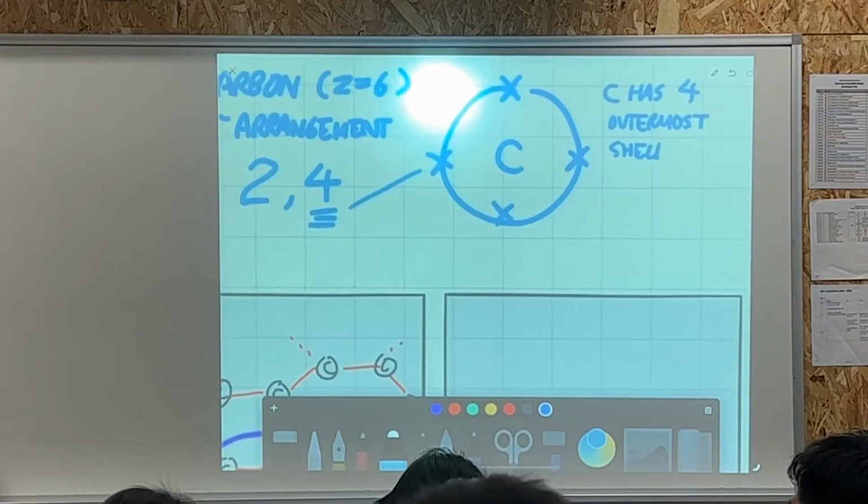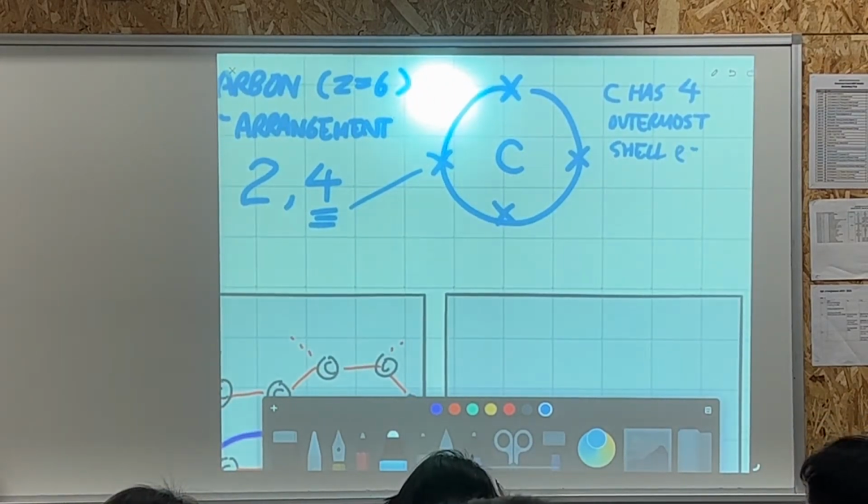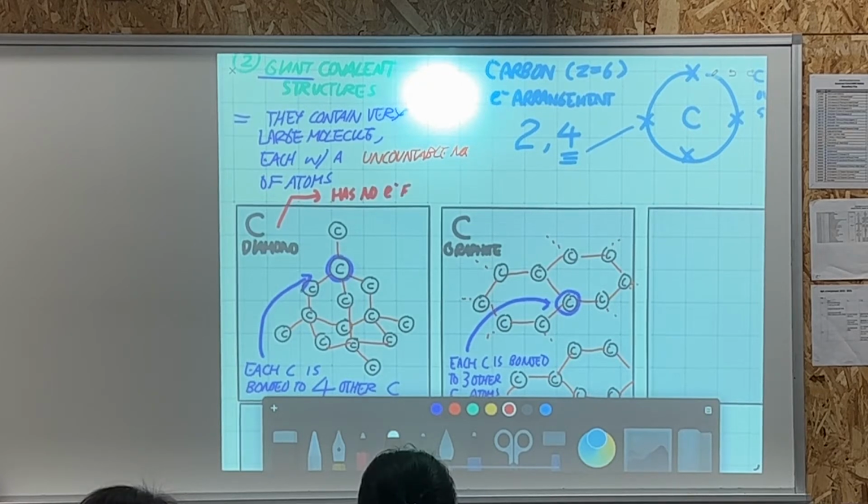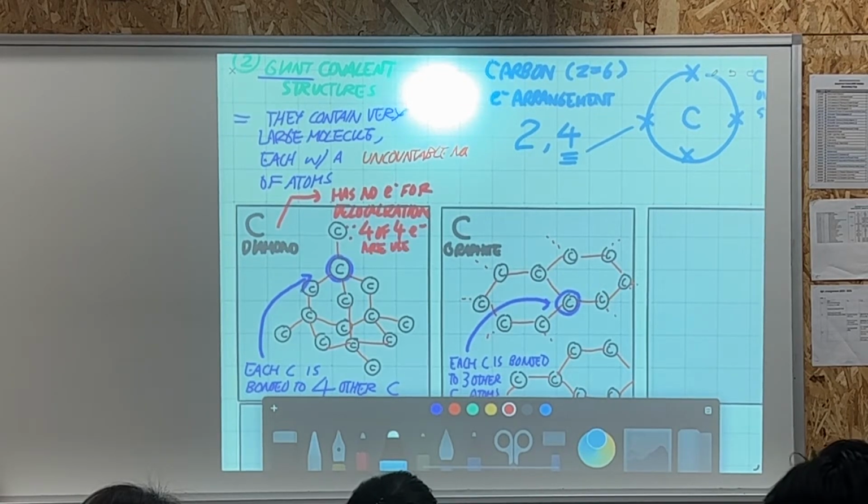diamond, all 4 of the outermost shell electrons are used. So there are none left. And this means diamond has no delocalized sea of electrons. So you may want to jot this important point down. It has no electron for delocalization because all 4 of the electrons are used in bonding.